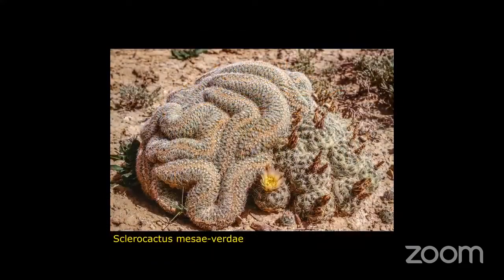So here's another one of those incredible plants. It's a kind of once in a lifetime plant. This is a crest of Sclerocactus mesae-verdae, and it has on one side about 20 offsetting heads. It's all about the size of a soccer ball, just not the typical thing you see.